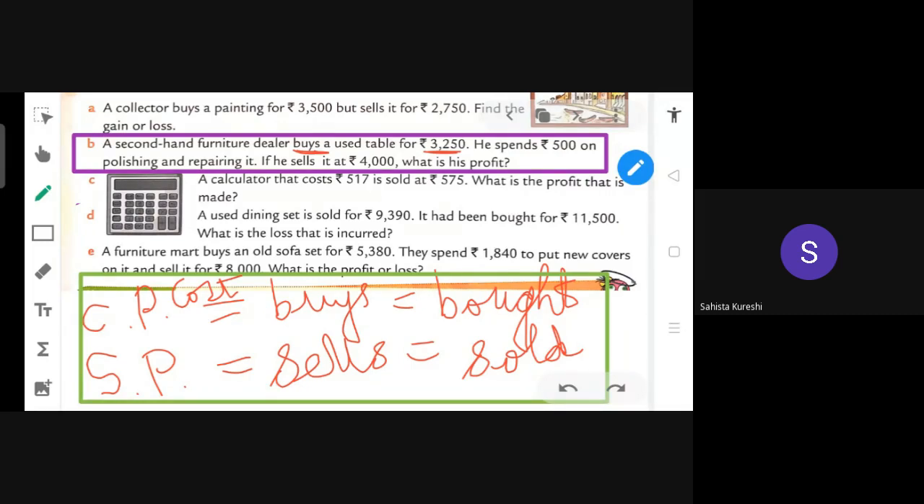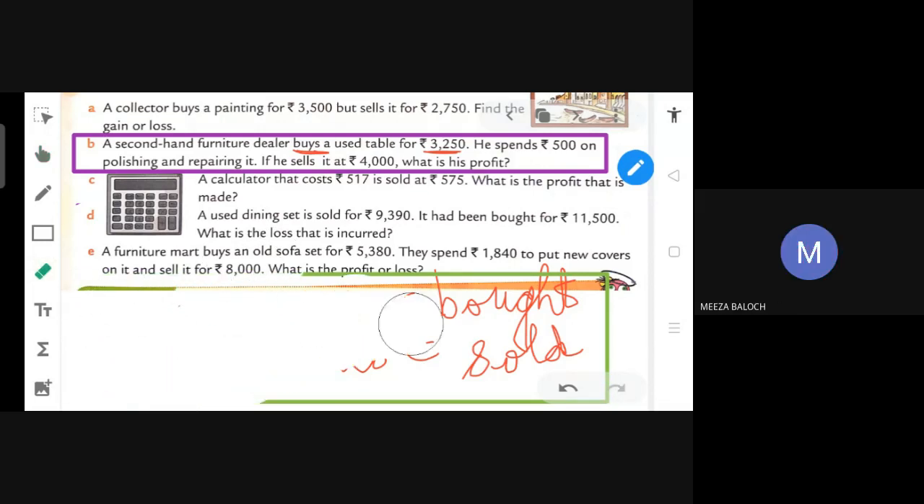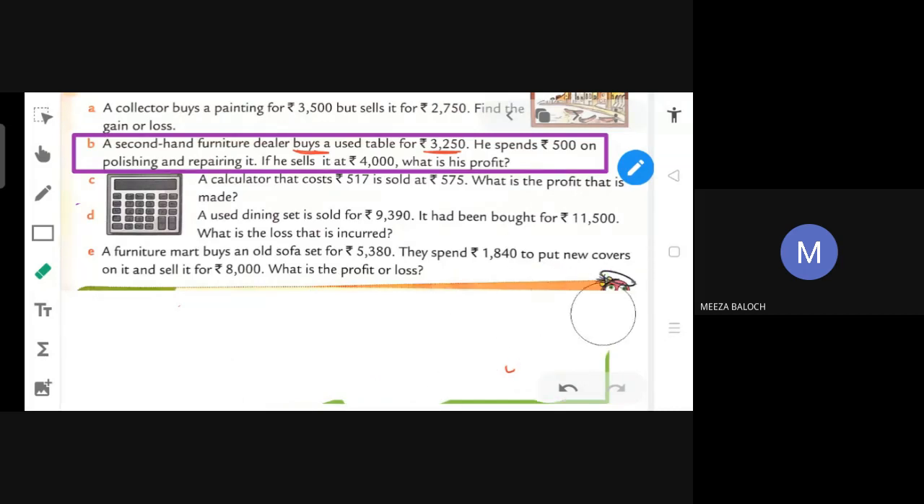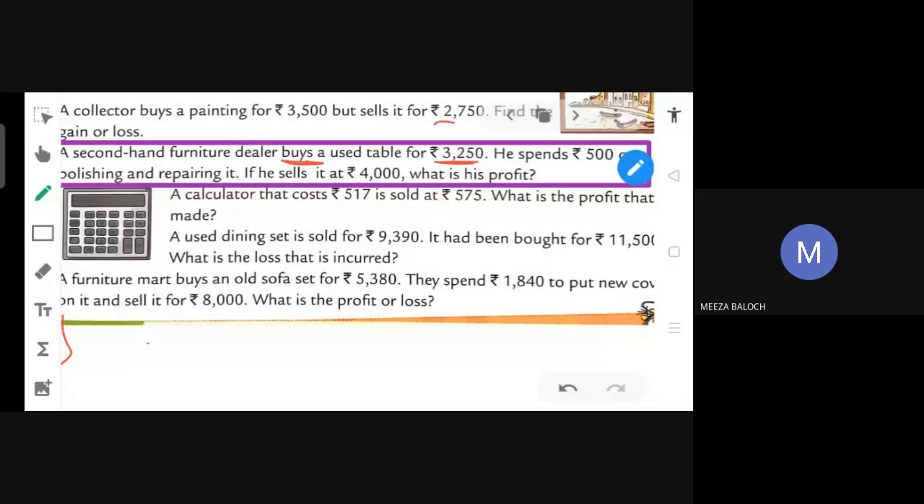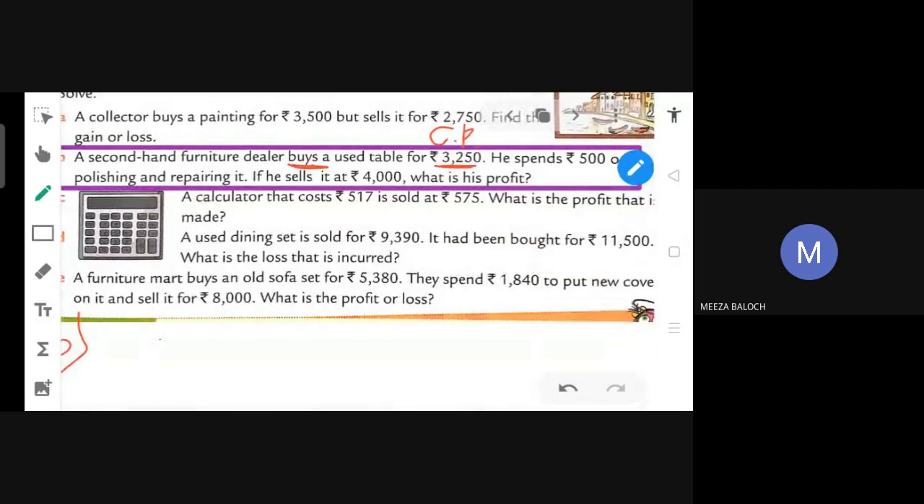And other girls, you have learned these words: whenever buy, bought is written, that is post price. Yes, ma'am. Okay. So now, as I said, that buy is written means this 3,250, that is post price, this one. Now I'm explaining the next sentence.